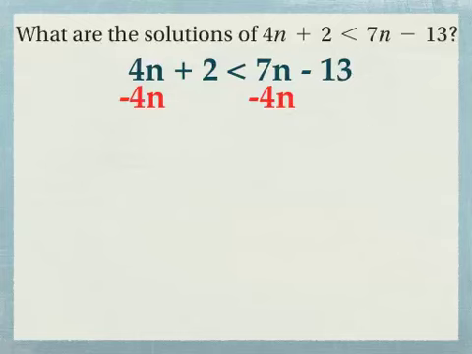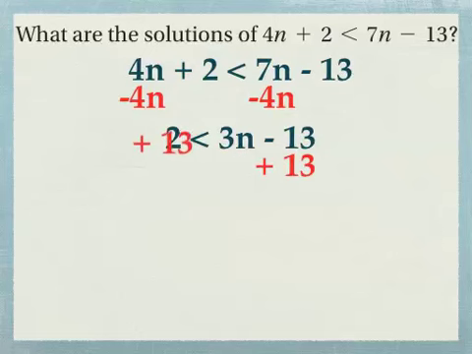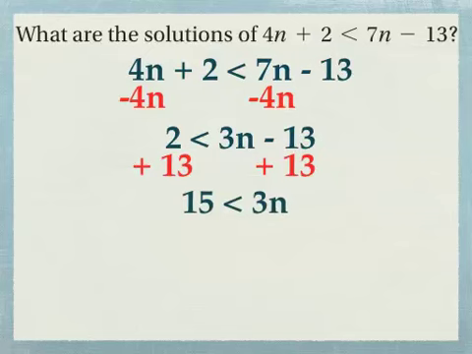The 4n's cancel out, so I'm left with 2 is less than 7n minus 4n, which is 3n, and then minus 13. Now I need to solve for n, so I'm going to add 13 to both sides. When you do that, you get 15 is less than 3n. Divide by 3 on both sides, and you get that 5 is less than n. Remember, if you wanted your variable on the left, you could flip everything around and it's the same as n is greater than 5.